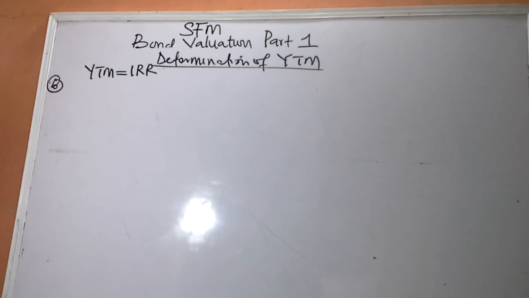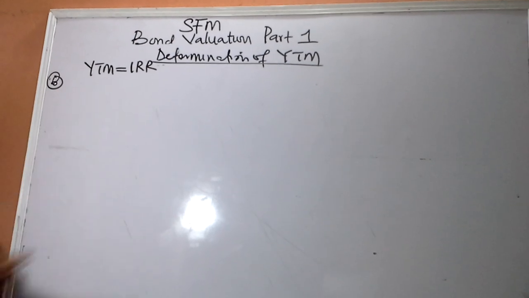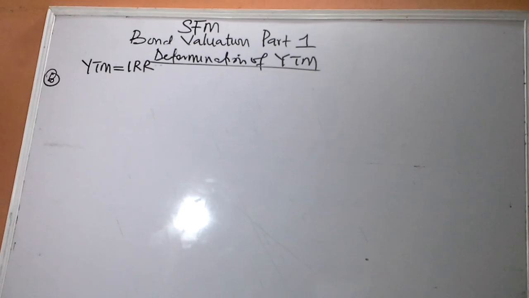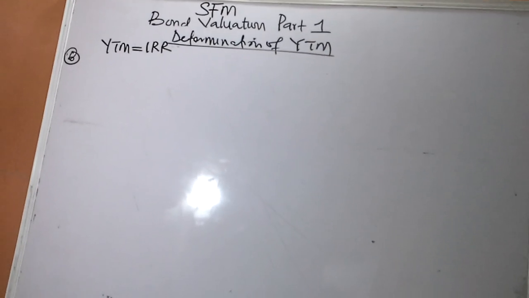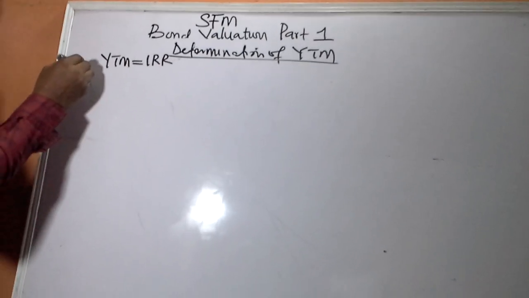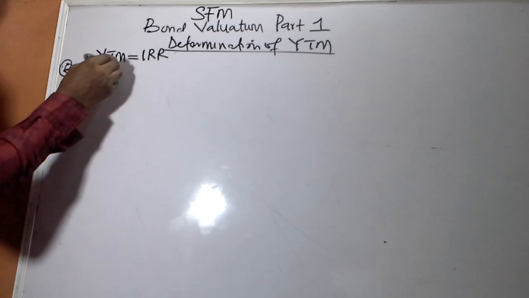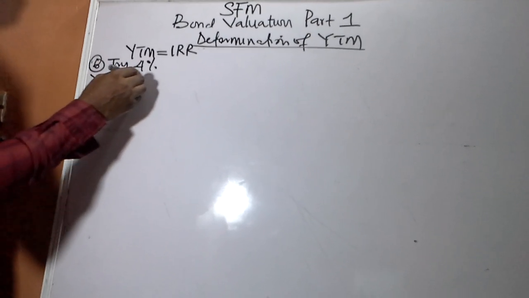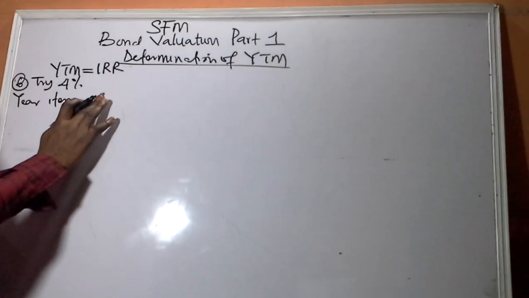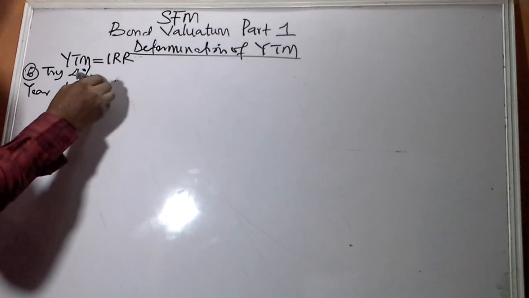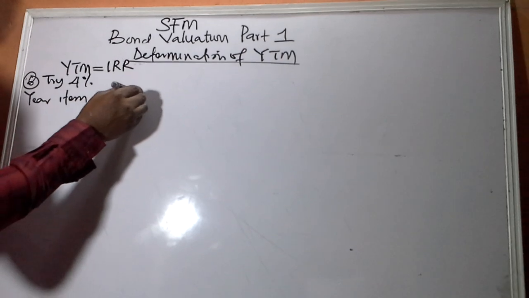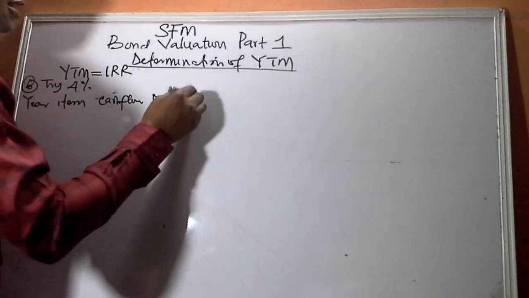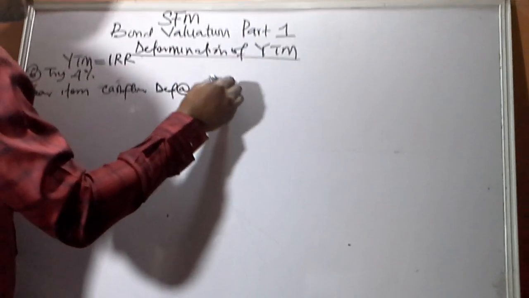You are going to use 2 discount factors. Now, I am going to try first, let's say 4%. I have my year, my item, my cash flow, my discount factor, which is 4%, then the PV.